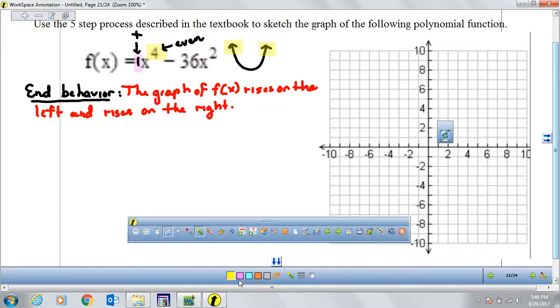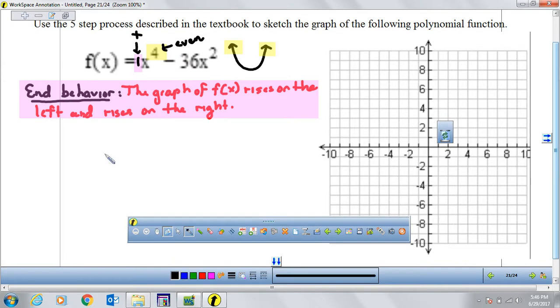So that is my first solution, my first answer to the 5-step process. Number 2. The second item that we have to find is going to be the x-intercepts, the multiplicities, and state whether the graph crosses or touches the x-axis at each one of those intercepts.